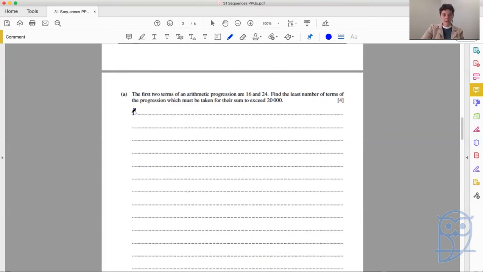So we have an AP. First two terms: a equals 16, U2 equals 24, equals a plus d, so 16 plus d. We can see straight from here, therefore, d equals 8. Find the least number of terms of the progression which must be taken for the sum to exceed 20,000. So we need the sum of n to be bigger than 20,000.